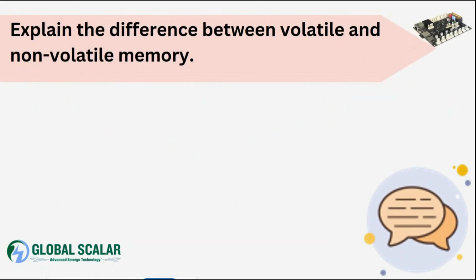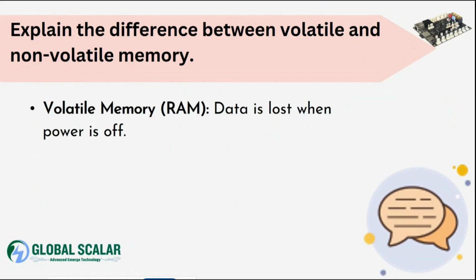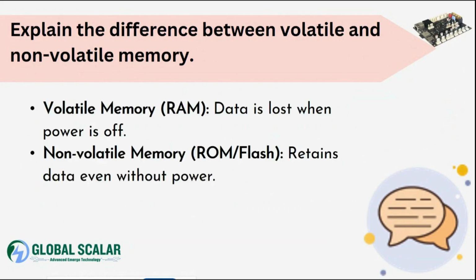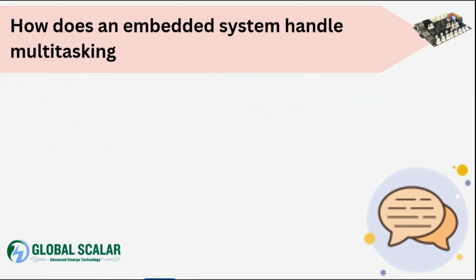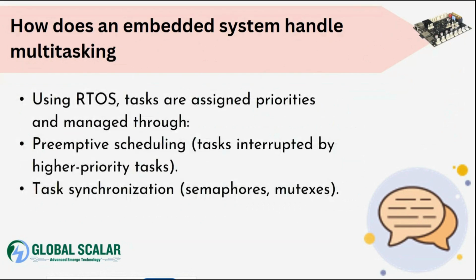What is the difference between volatile and non-volatile memory? In volatile memory, data is lost when the power is off. Non-volatile memory retains the data even without power. How does an embedded system handle multitasking? Using RTOS, tasks are assigned priority and managed through it. We have preemptive scheduling, where a task is interrupted by a higher priority task. And we have task synchronization, that is semaphores and mutex. These are the OS concepts about preemptive scheduling and task synchronization.